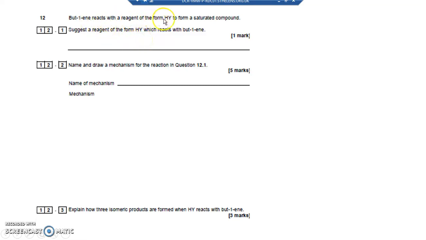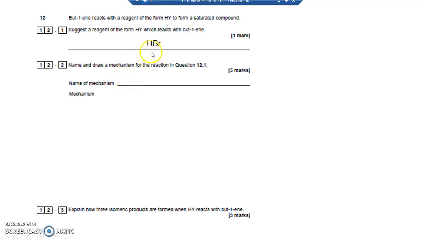Butene reacts with a reagent in the form of HY (there's no such thing as Y) to form a saturated compound, so with single bonds. This suggests a reagent in the form of HY that could react with butene. So the double bond of butene will react with something like hydrogen bromide, HBr.